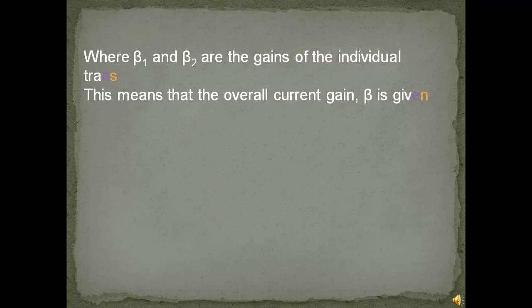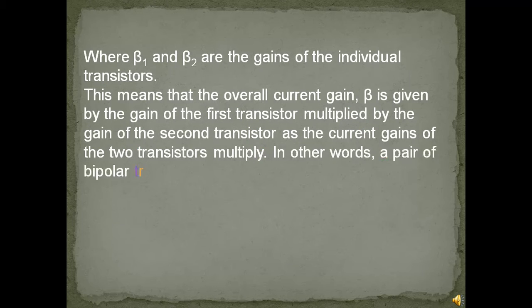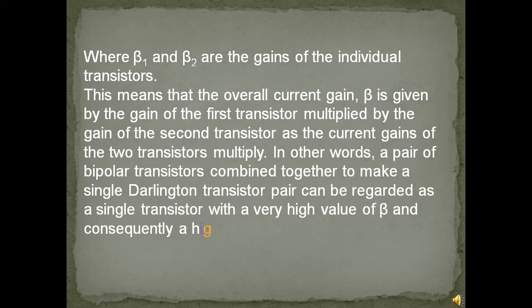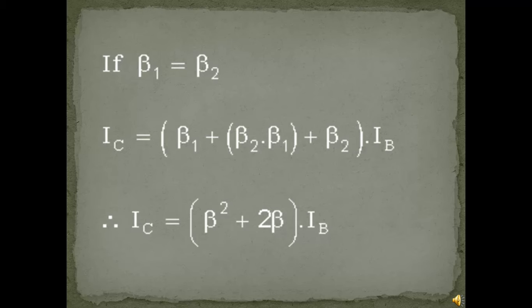In the above equations, beta 1 and beta 2 are the gains of the individual transistors. This means that the overall current gain beta is given by the gain of the first transistor multiplied by the gain of the second transistor, as the current gains of the two transistors multiply. In other words, a pair of bipolar transistors combined together to make a single Darlington transistor pair can be regarded as a single transistor with a very high value of beta and consequently a high input resistance. Therefore, if beta 1 equals beta 2, then we get IC equals beta square plus 2 beta times IB.